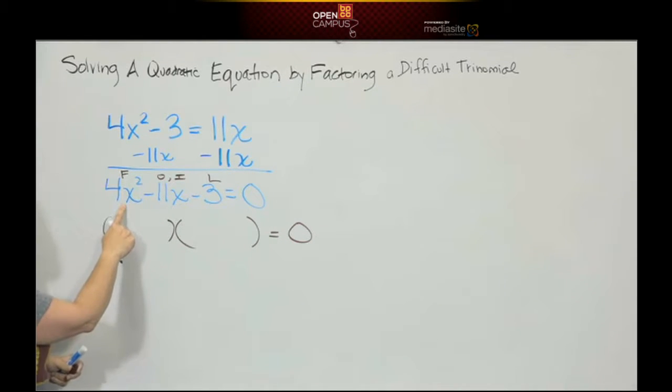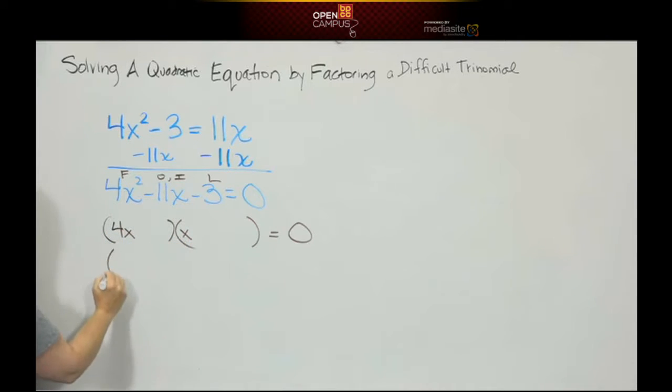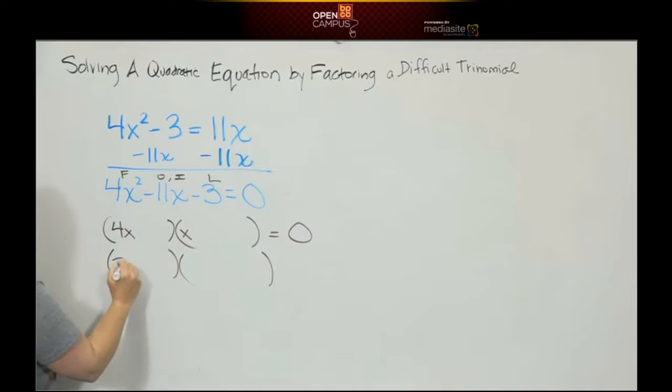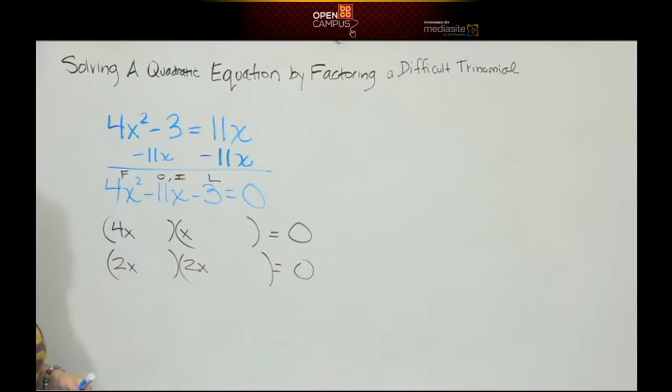I start with the first term. What in algebra can multiply to 4x squared? Well, I have choices. That could be 4x times 1x, or that could be 2x times 2x. I don't have a crystal ball. I don't know which option is going to work, so I list both.